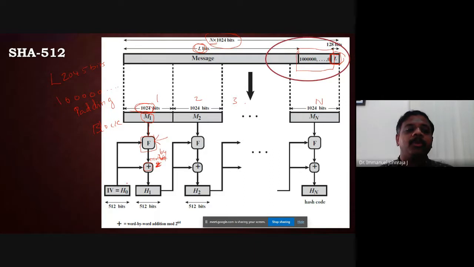Then you have something called IV, which stands for initial vector. What is this initial vector all about? You have to note one point here: the initial vector is of size 512 bits, and it is denoted by H0. H0 is the hash value 0, which means the hash is not created yet. So that is given as the initial vector. The initial vector is given to the function, and the output is added with the initial vector to produce H1.